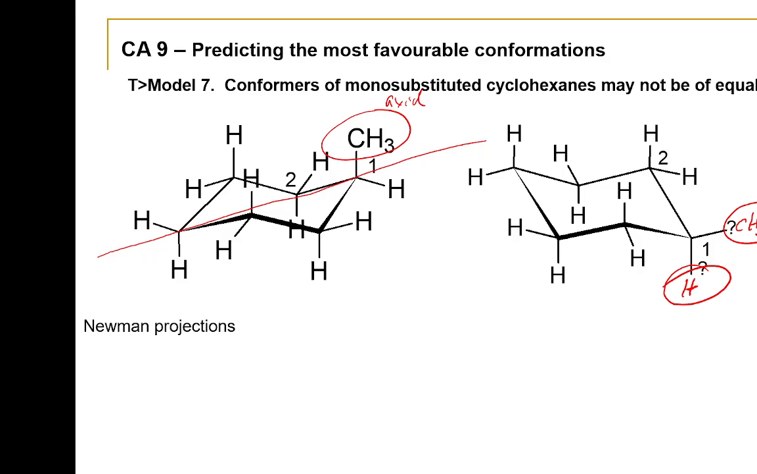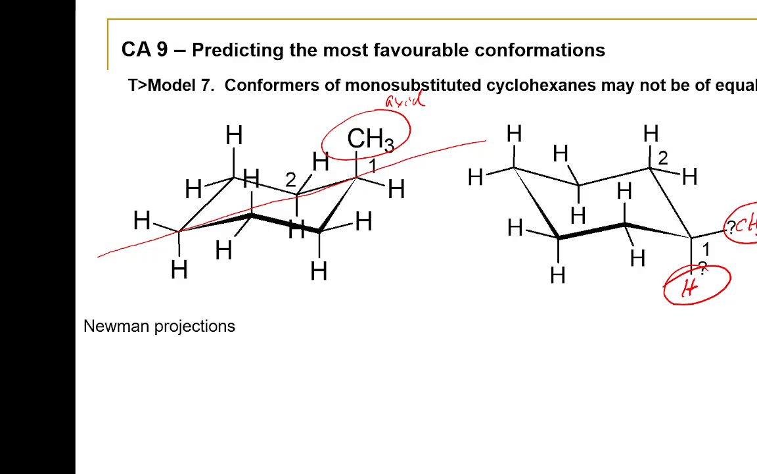Now, I'm saying that they may not be of equal energy. So far, when we drew the conformers before, like just of cyclohexane, both of them are of equal energy. But now let's compare these two. We're just going to use this as an example to compare the energies. But the conclusion that we arrive at will apply to all cyclohexane rings. And one of the ways to do this is to draw a Newman projection.